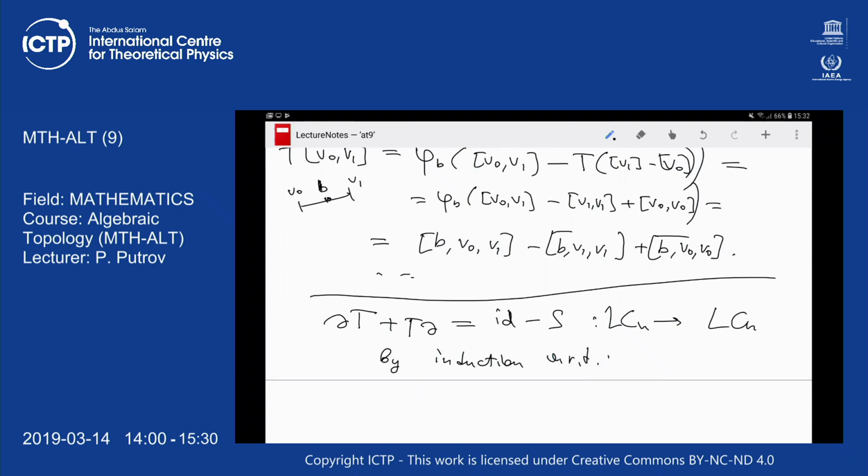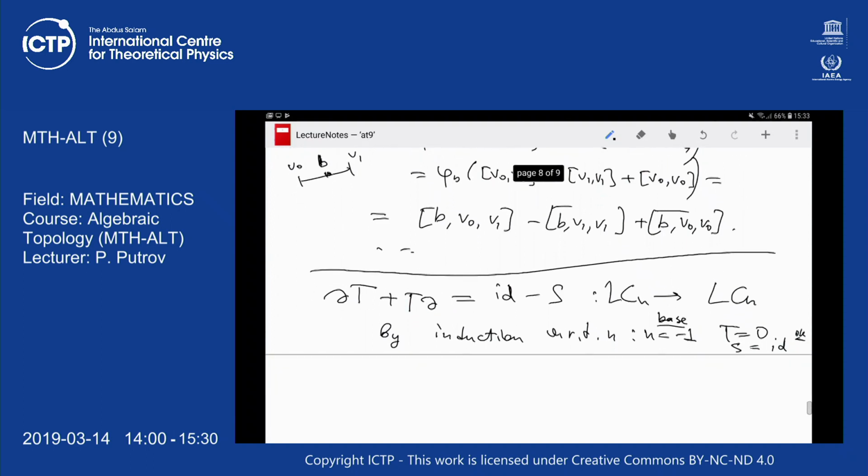with respect to n. So when n equals -1, the base of induction is easy to see. So in the base we know that T when n equals -1, T is 0 by definition, and S is identity. And this is indeed satisfied. This formula when T is 0 and S is identity. And the induction step is the following.